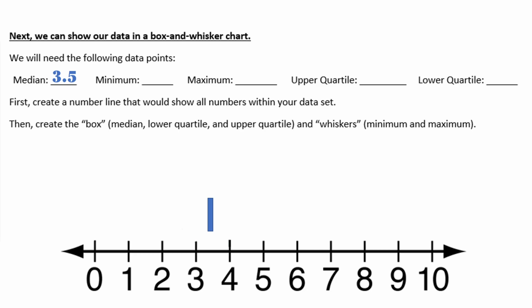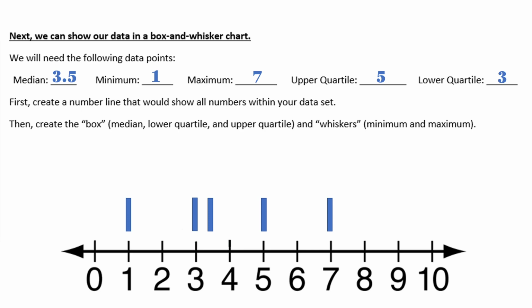Notice I'm writing above the number line. We don't ever want to put our box and whisker plot directly on our number line. We're always going to draw it above it. So our median was 3.5, so I'm going to draw a line at 3.5. Our minimum was 1, so then I'm going to draw a line at 1. Our maximum is 7, so I draw a line at 7. Our upper quartile is 5, so I draw a line at 5. And our lower quartile was 3, so I'm going to put a line at 3.